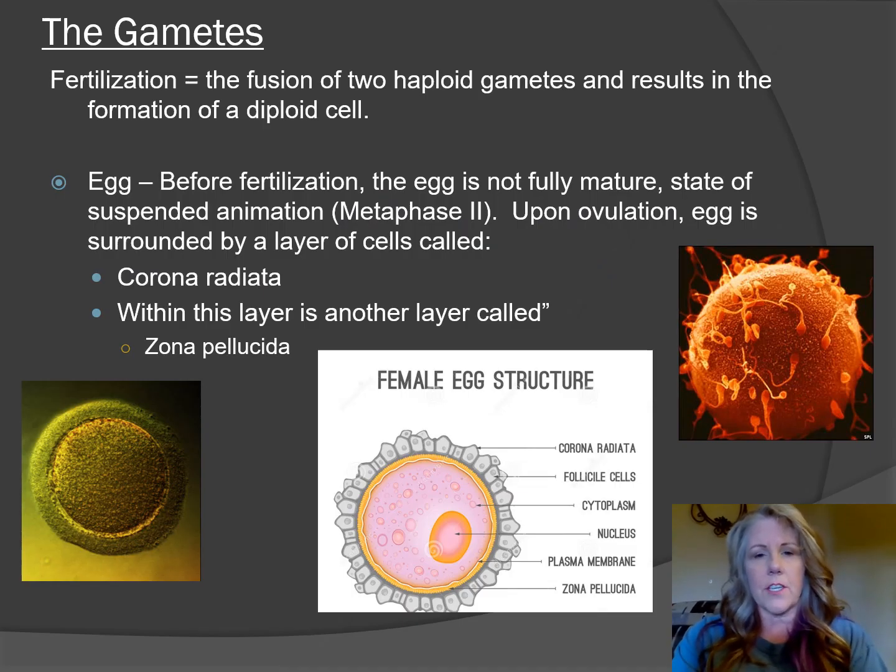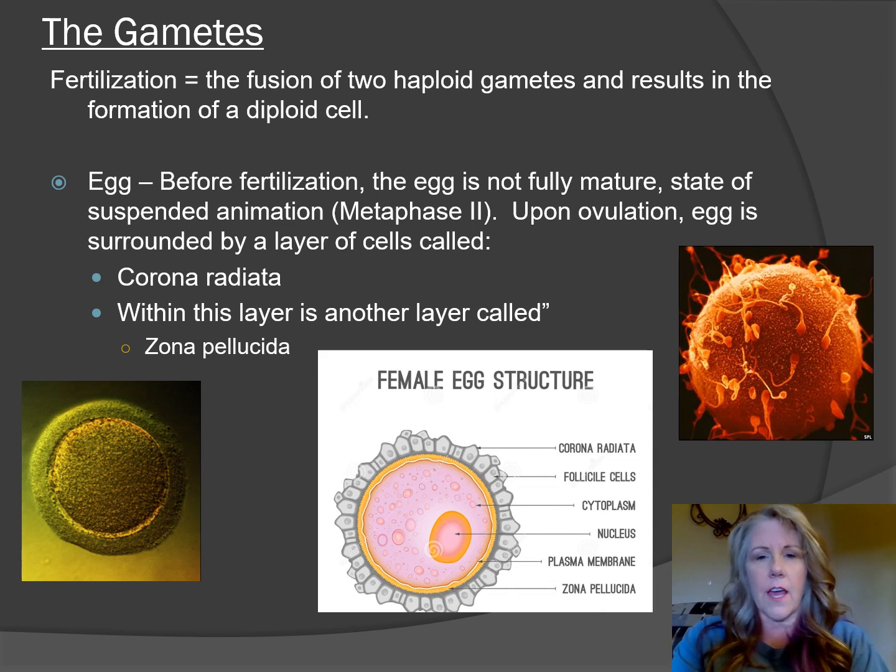Okay, fertilization. What is fertilization? It is the fusion of two haploid gametes and results in the formation of a diploid cell. So the gametes are the egg and the sperm. First of all, the egg. Before fertilization, the egg is not fully mature. It's in a state of suspended animation. It's actually in metaphase 2.